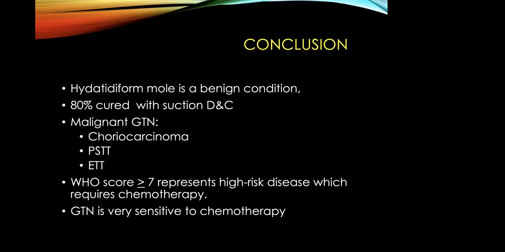However, it is very important to have the prognostic score, the WHO scoring classification. And that will tell you further how to manage such cases. A WHO score of more than 7 means high-risk disease, and they require chemotherapy, a single chemotherapy or a combination chemotherapy. If there is involvement of the liver or the brain, you need to give radiation to the brain. You also need to do probably a resection of the liver lobe where the metastasis has occurred. However, it is very important to understand this pathology, and GTN is very sensitive to chemotherapy.